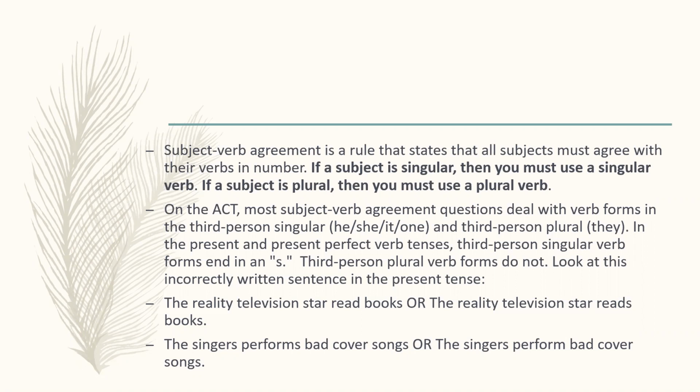When you look at the ACT, most of them are going to deal with verb forms in the third person singular. He, she, it, one, or the third person plural, they. Okay. Those verbs are going to end in S. Okay. They, the verb is not going to end in S because it's plural. Okay, so let's look at our sentences.